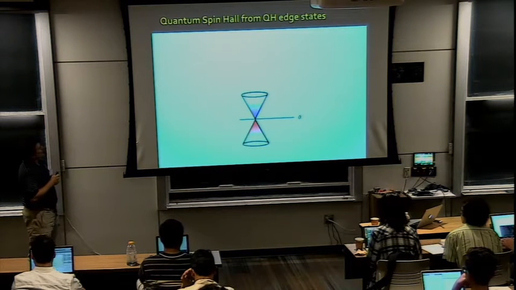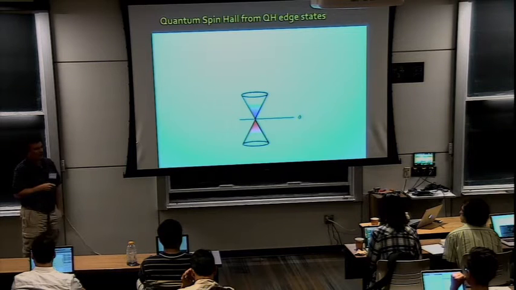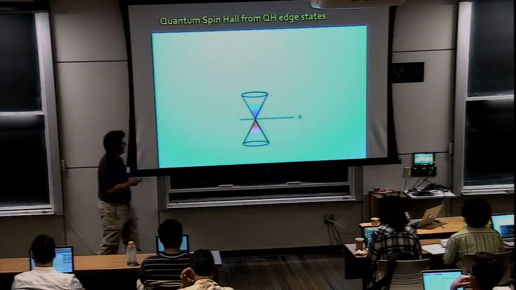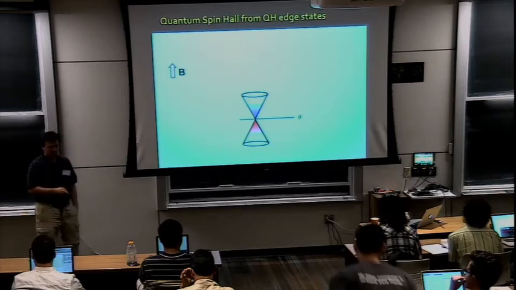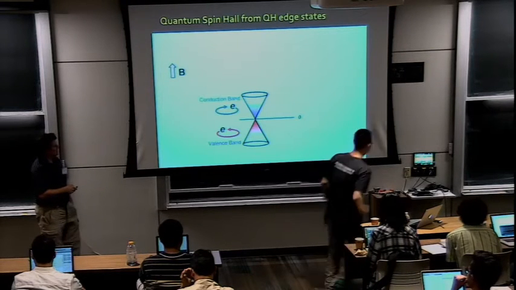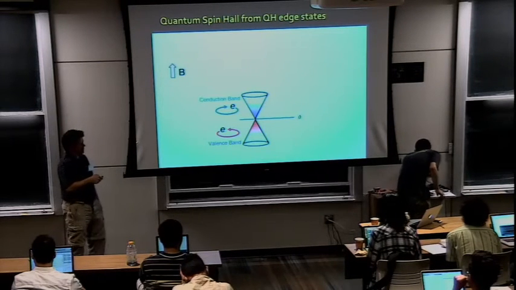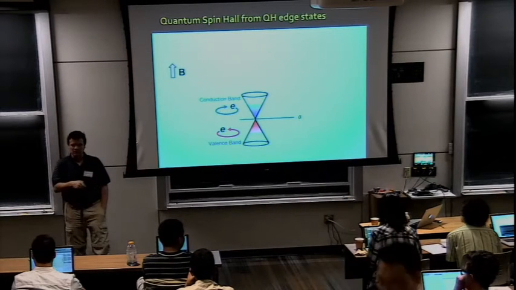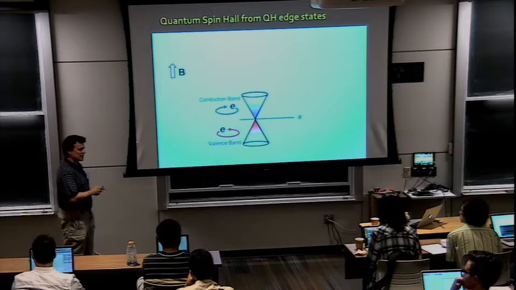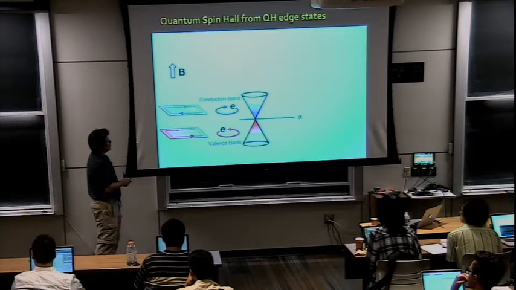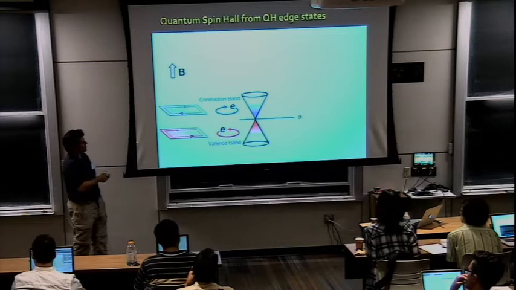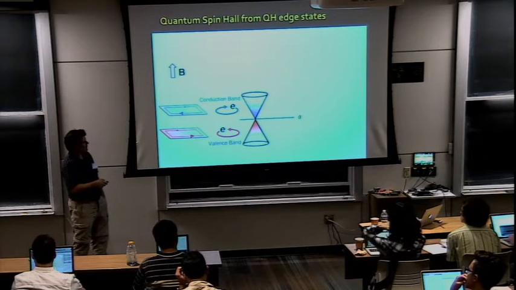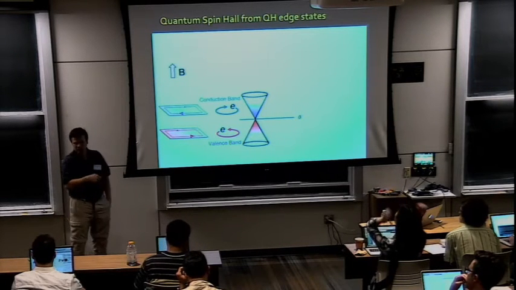let's see how we can get quantum spin Hall from quantum Hall edge states. So this is the Dirac cone of graphene. If we apply a magnetic field, that means that electrons in the conduction band will start moving, charged particles, they'll move one way. Electrons in the valence band move in the opposite direction, which means that if you are in the quantum Hall regime, if your Fermi level is in the conduction band, your edge states move, let's say, clockwise. If your Fermi level is in the valence band, your edge states move counterclockwise.